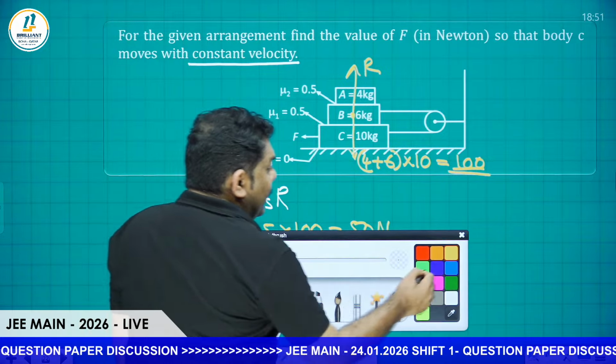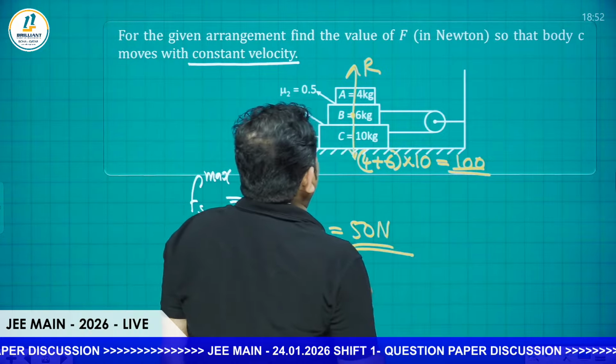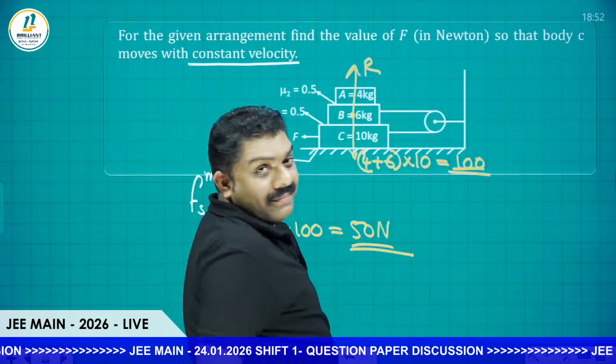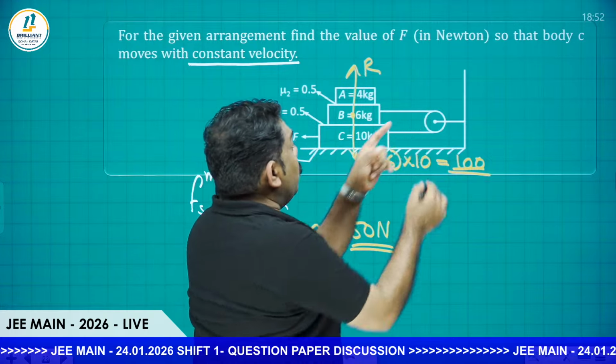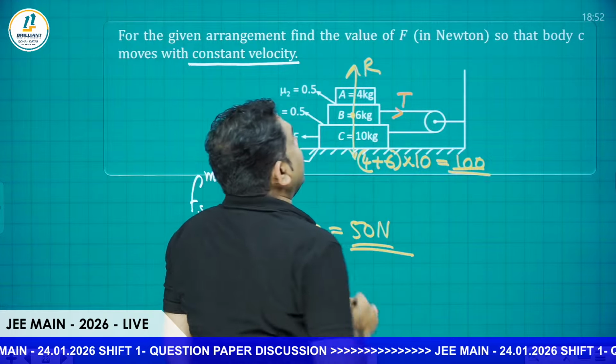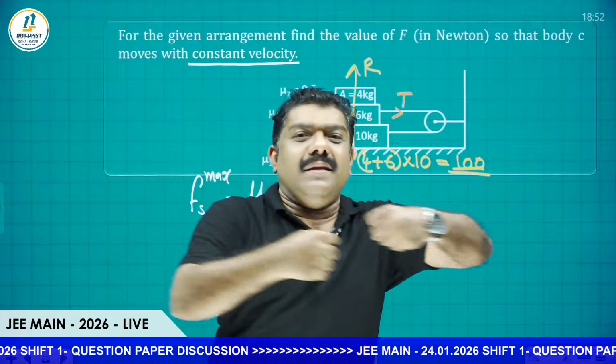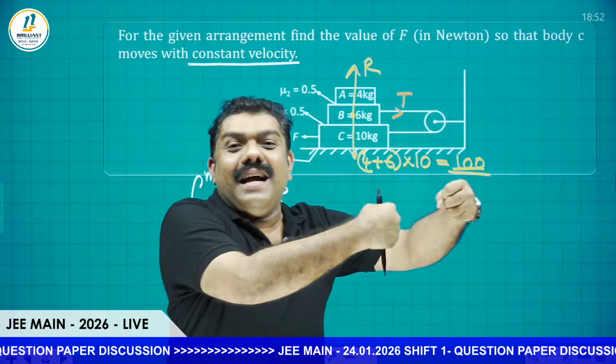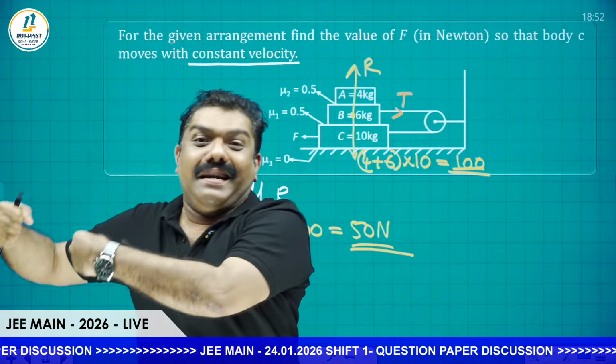Now when I am considering this body, look, what are the forces acting? Look, there is a tension towards the pulley. So T will be there like this. When it is moving in this manner, the static friction will be there in the opposite direction.